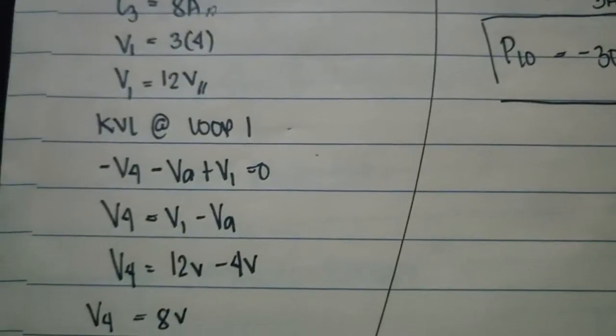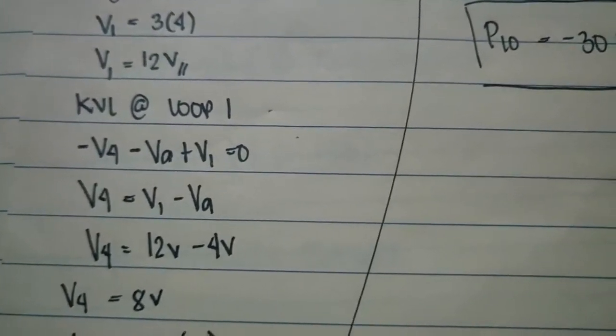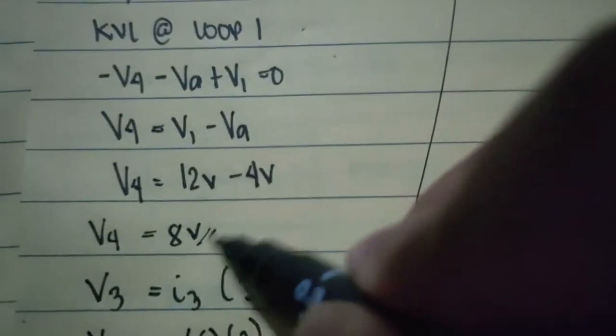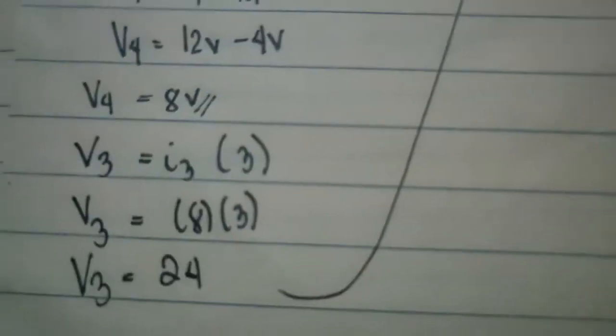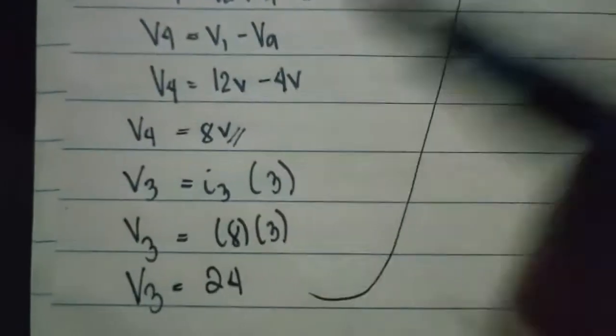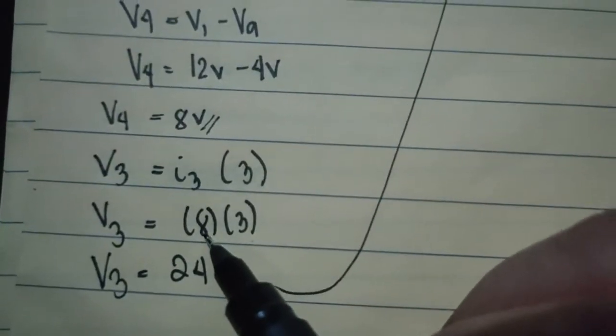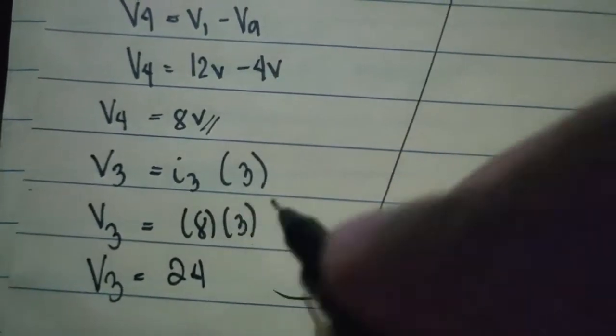So KVL at loop 1. Negative V4 minus VA plus V1 is equal to 0. So V4 is equal to V1 minus VA. V4 is 12 volts minus 4 volts. So our V4 here is 8 volts. For solving V3, I3 is equal to 3. So V3 is equal to 8 times 3. So our V3 is 24 volts.